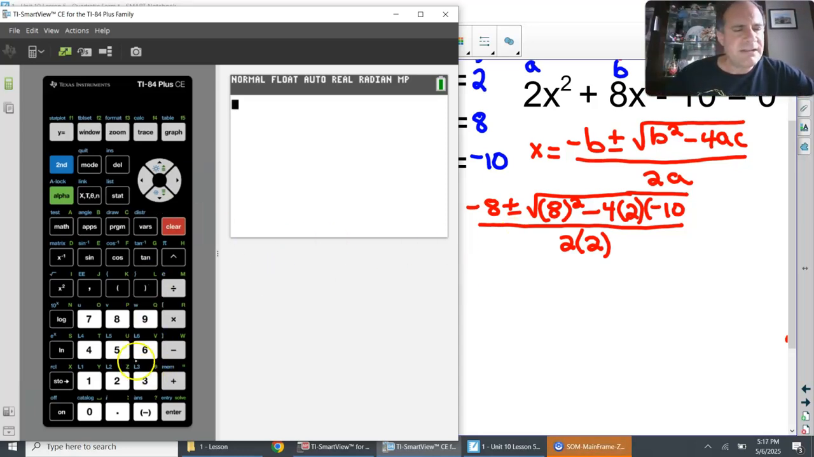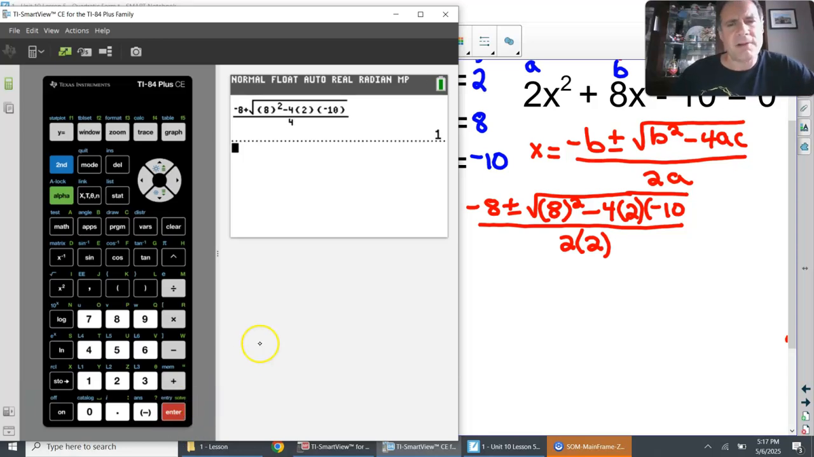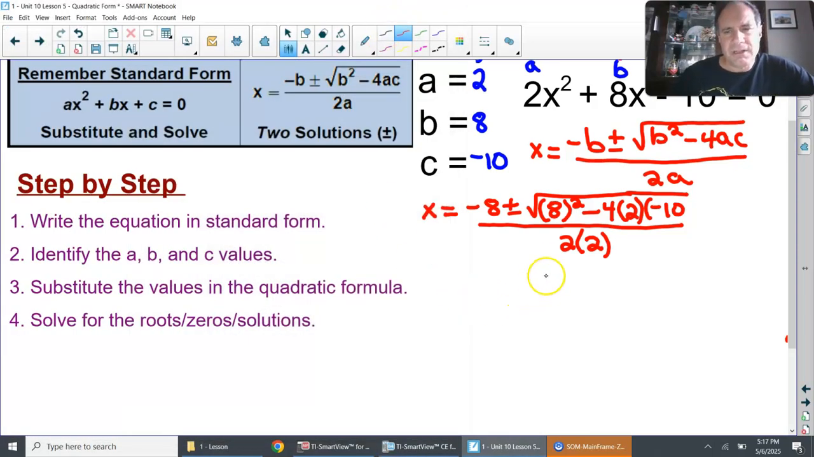So this -8, we're going to put alpha x, and we're going to put that in fraction form. We're going to put -8, and I'm going to do the plus first. I always do the plus first. Square root, and I'm going to put the 8 in parentheses squared, minus 4. I'm just typing in what I have here, times 2, close parenthesis, open parenthesis, -10, close parenthesis, and then 2 times 2, which is 4. I'm just going to put that in just like that. And then when I press enter, I get 1. So in this section, I'm going to put x equals 1.